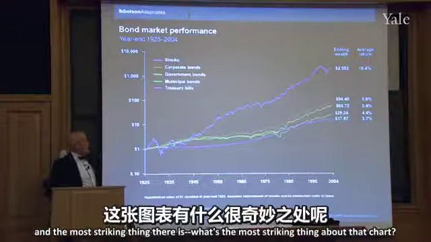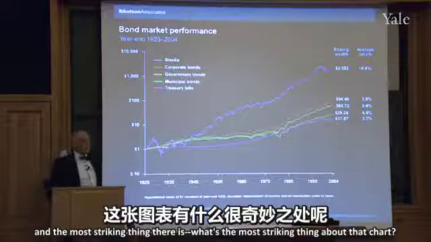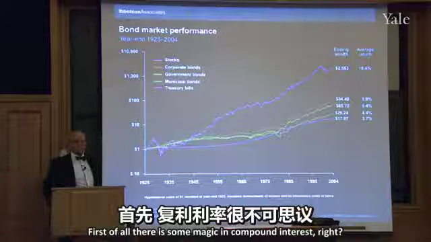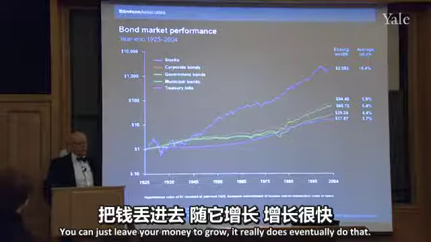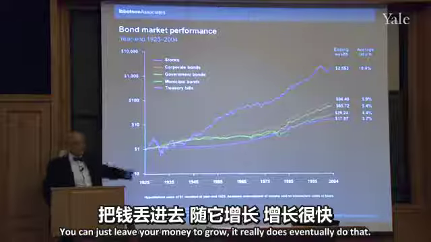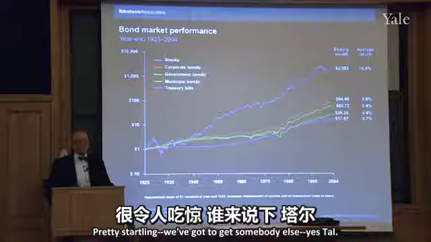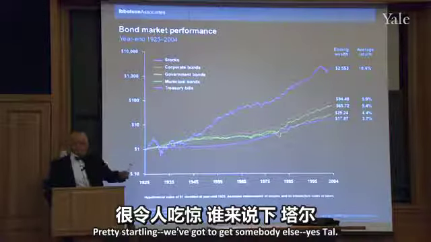And the most striking thing there is, what's the most striking thing about that chart? First of all, there is some magic in compound interest, right? You can just leave your money to grow. It really does eventually do that. But how about the blue curve versus the others? Pretty startling. We got to get somebody else to, yes, Tal.